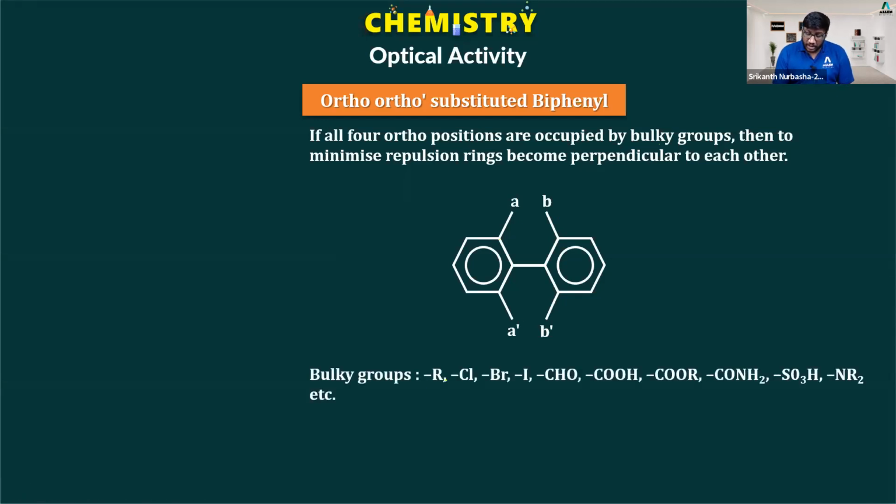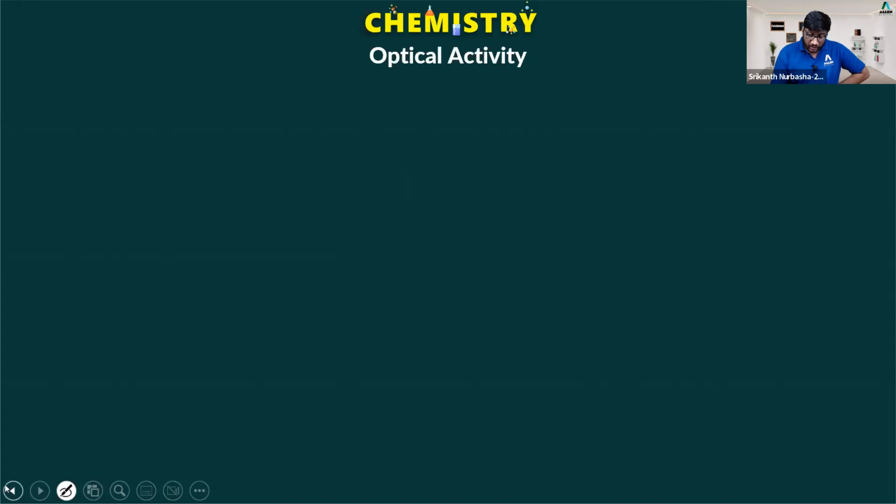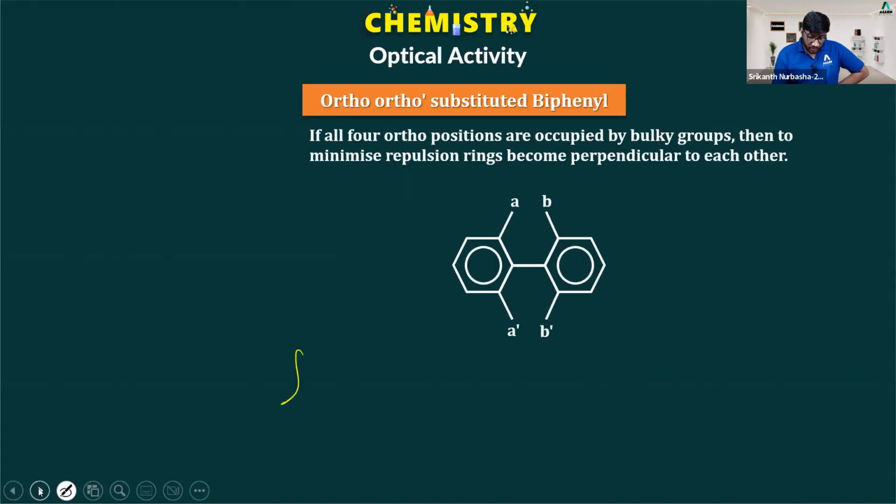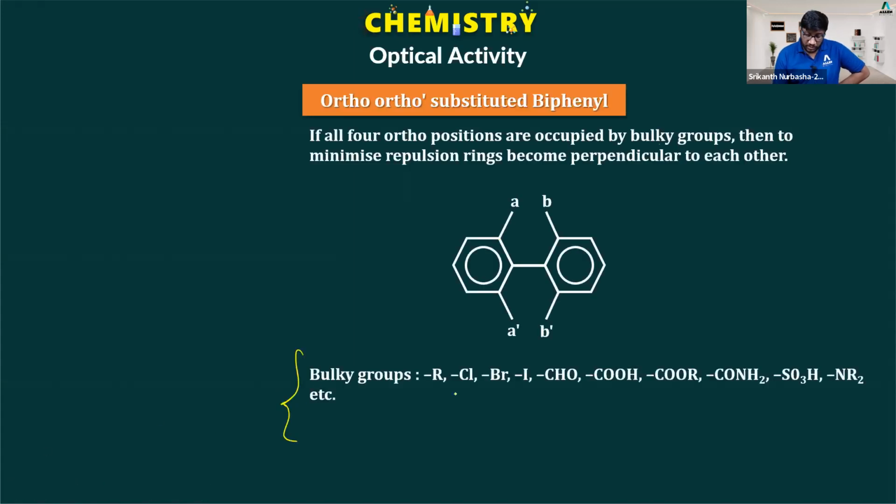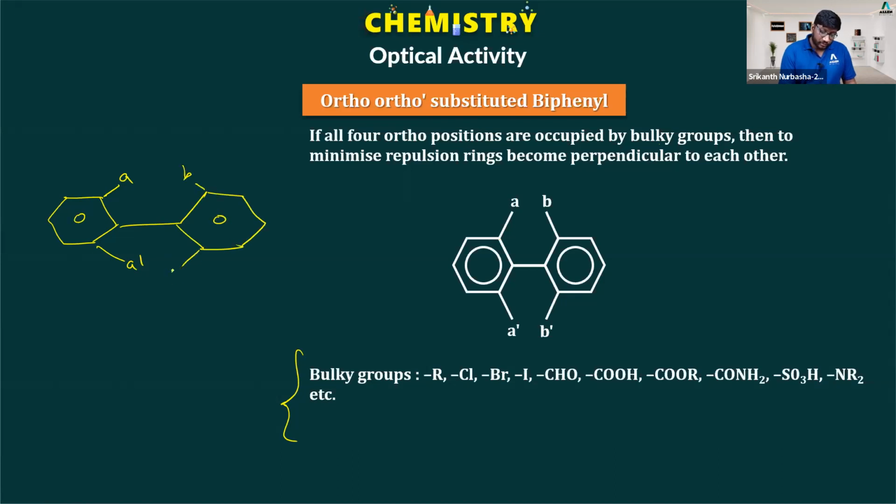So bulky groups are R, Cl, Br, iodine, CHO, COOH, COR, CONH2, SO3H, NH2. These are the bulky groups. Whenever you have bulky groups, what will happen? Try to understand this point carefully. Here we have A, here we have A dash, here we have B, here we have B dash.